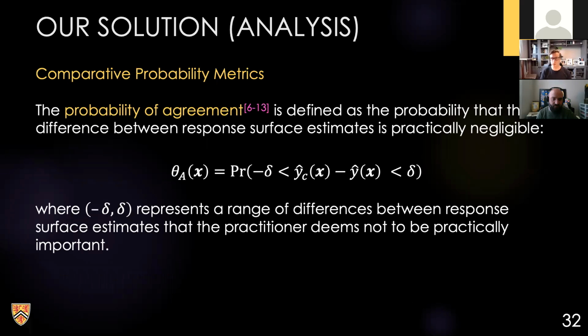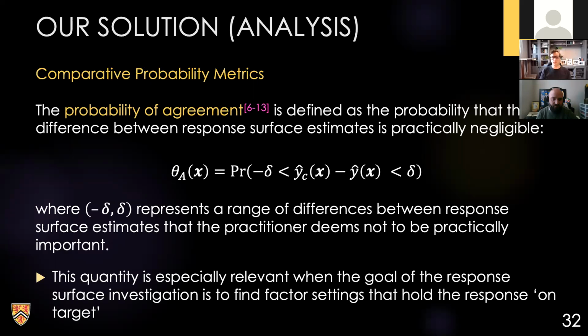The first is the probability of agreement, which has been used widely in a variety of areas as a way of quantifying the similarity between two groups, while accounting for what difference between those two groups would be practically important. So in this context, the statement of that probability is, what's the probability that the difference between these two estimates of the response surface are within plus and minus delta of each other, where this plus and minus delta range represents basically a range of practically negligible differences.